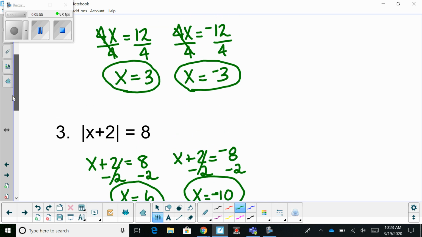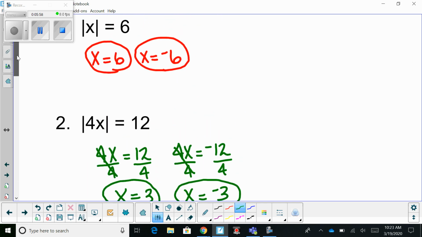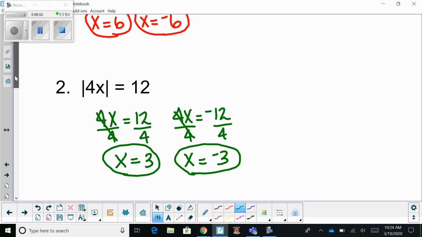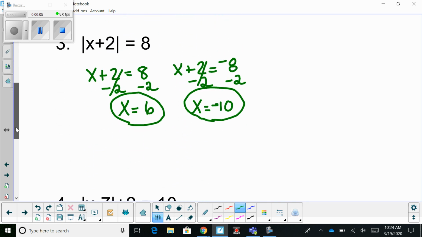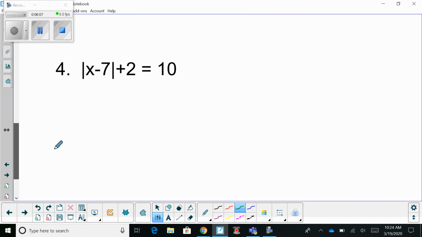All right, the first three we have looked at already had the absolute value isolated. So your next step was just setting it equal to the positive and the negative of the number. Here on number 4, it's not isolated. I can't break it apart until I can get this absolute value by itself. So this plus 2 on the left needs to go to the right, so I'm going to subtract 2 and subtract 2. So that cancels. And now I have the absolute value of x minus 7 equals 8.